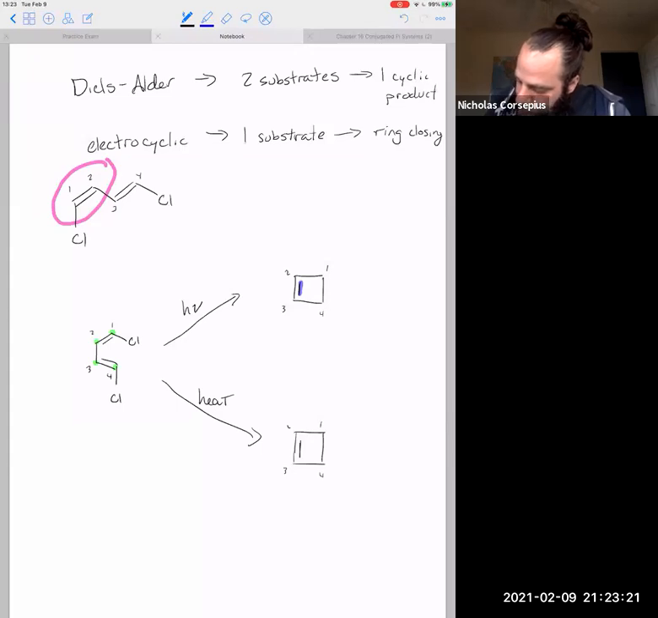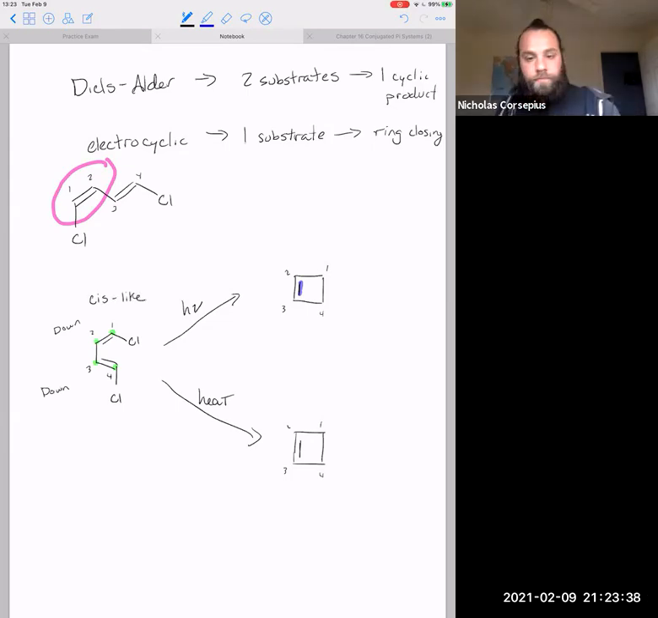By that, I mean up here on carbon 1, my chlorine is pointed down. Likewise, on carbon 4, my chlorine is pointed down. Since they're both pointed in the same direction, we said that this was cis-like.